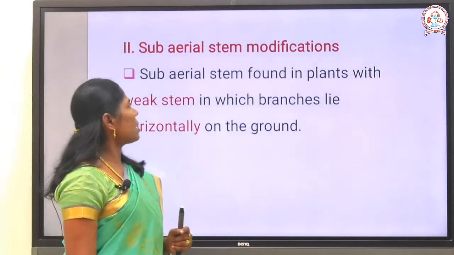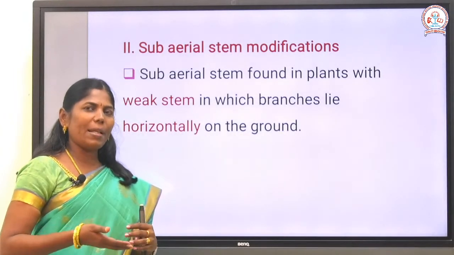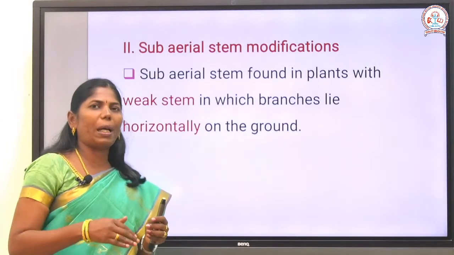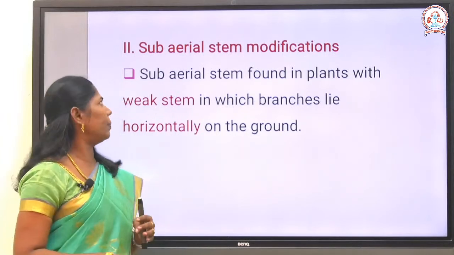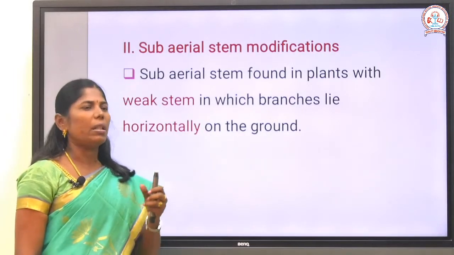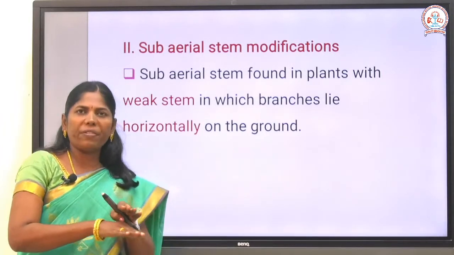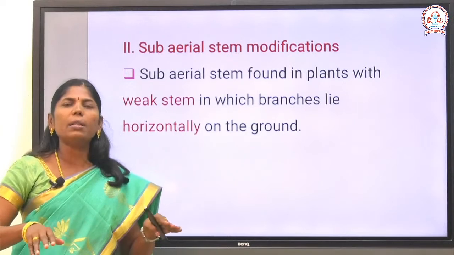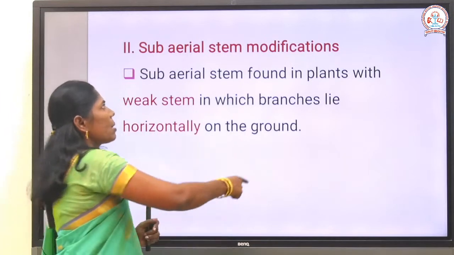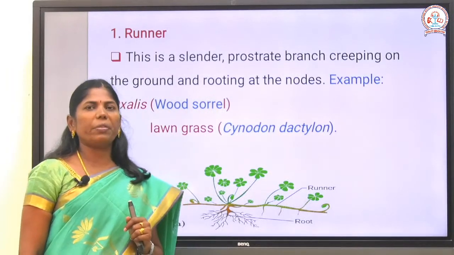Aerial means the plant part is completely above the ground level. What about here? That is a subaerial modification, the part of the plant that is buried in the soil. Subaerial stems are found in plants with weak stems. It is not a strong stem, it is very weak, and its branches lie horizontally, meaning the portions are flattened. After that, at the reproductive part, it will grow straight. That is a subaerial modification.